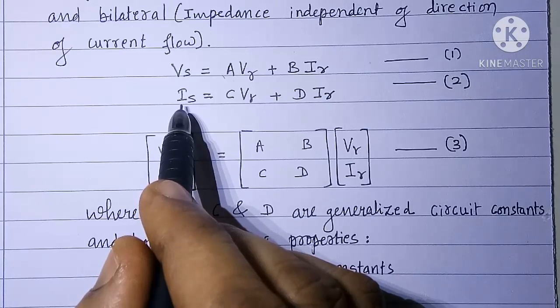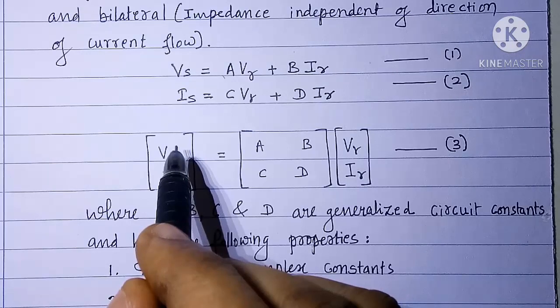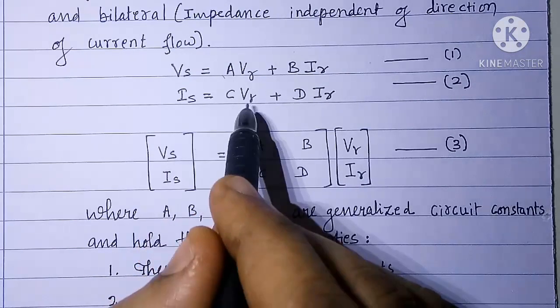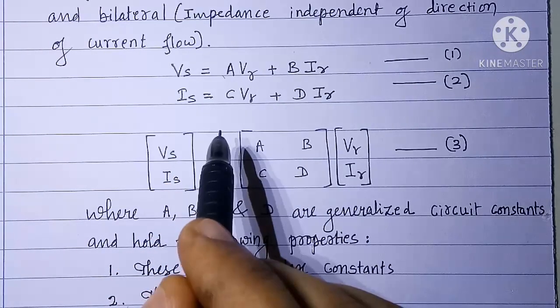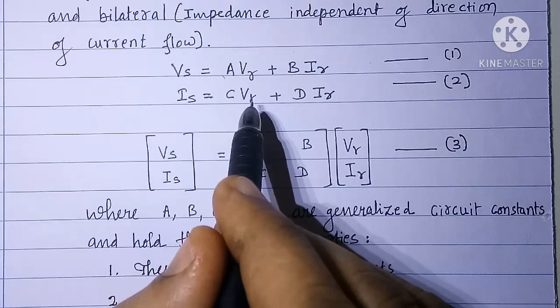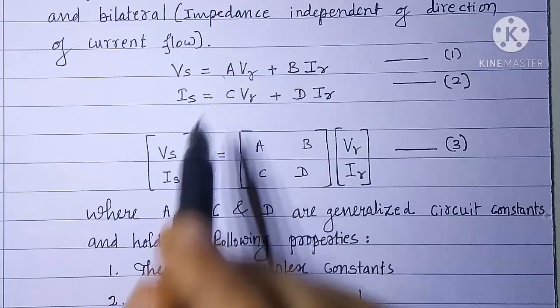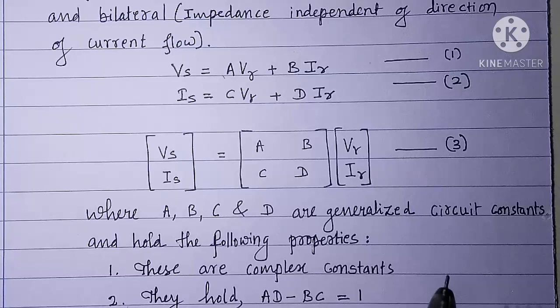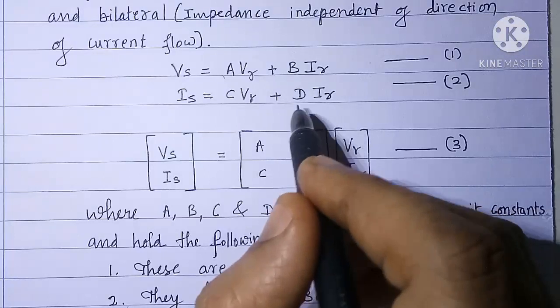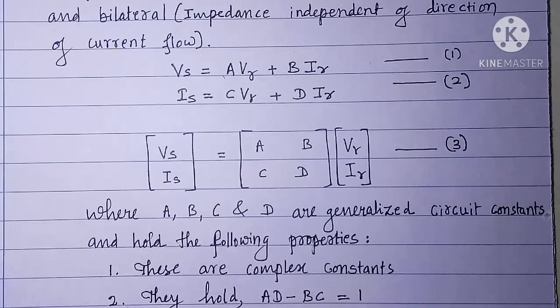And in second equation we are having Is equal to C into Vr. We know that current is equal to voltage upon impedance or admittance into voltage. Therefore, the unit of C is that of admittance, that is mho. Current equal to current into constant. Therefore, definitely D must be unitless quantity.